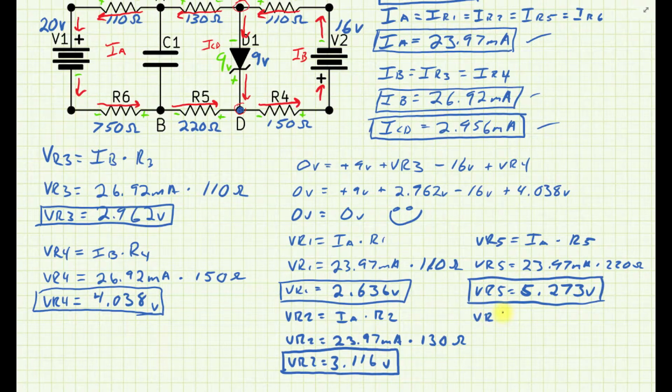Alright, VR6 equals, again, IA times R6. VR6 equals 23.97 milliamps times 750 ohms. VR6 equals, let's see, 23.97 milliamps times 750 this time. That one's 17.98 volts.